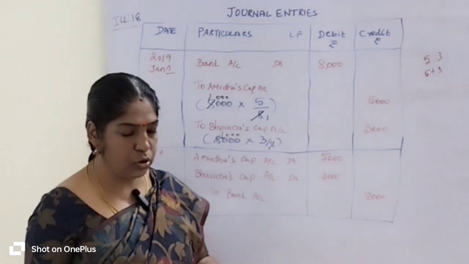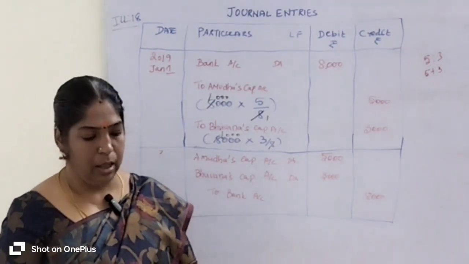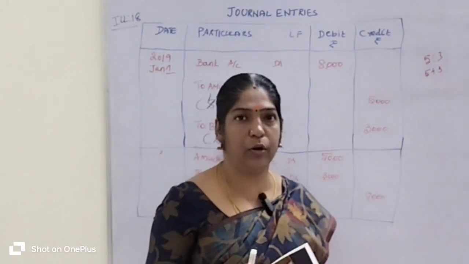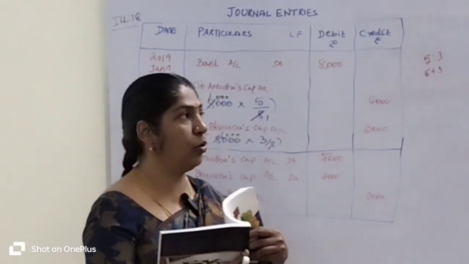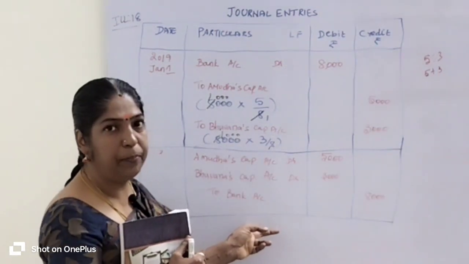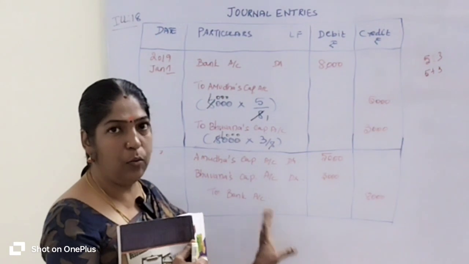Narration should be entered compulsorily, otherwise you will lose marks. What is the narration for the first journal entry? Cash brought for goodwill, to be distributed to the old partners Amuda and Bhuvana. What is the second narration? Cash withdrawn, goodwill withdrawn by the old partners.